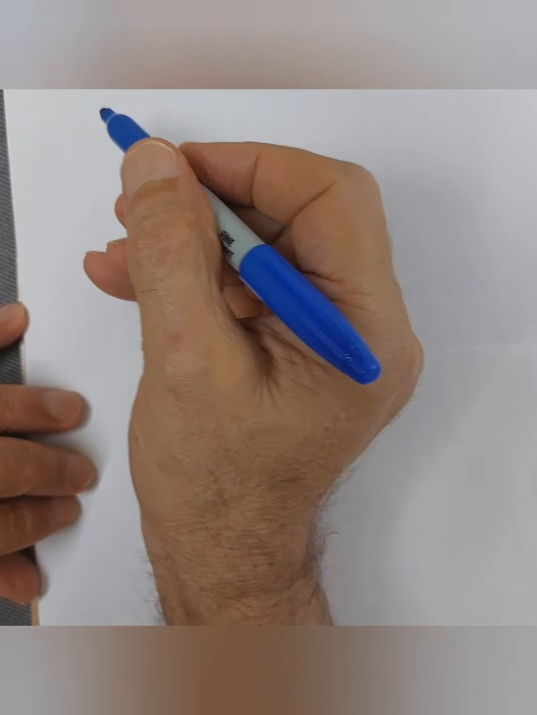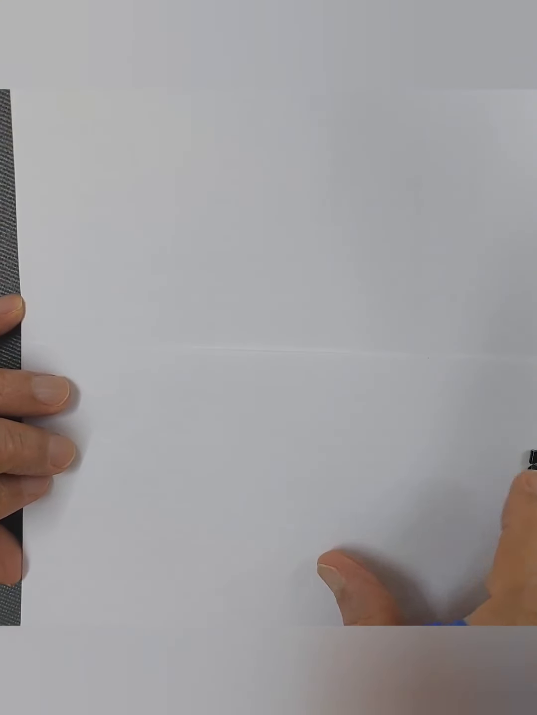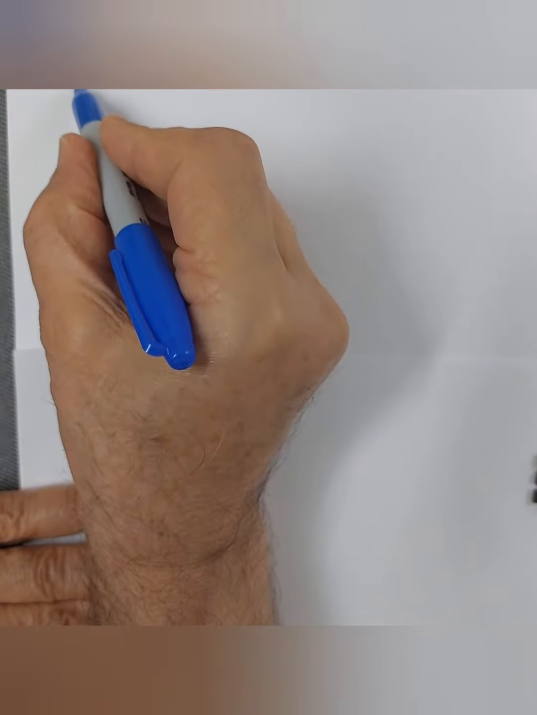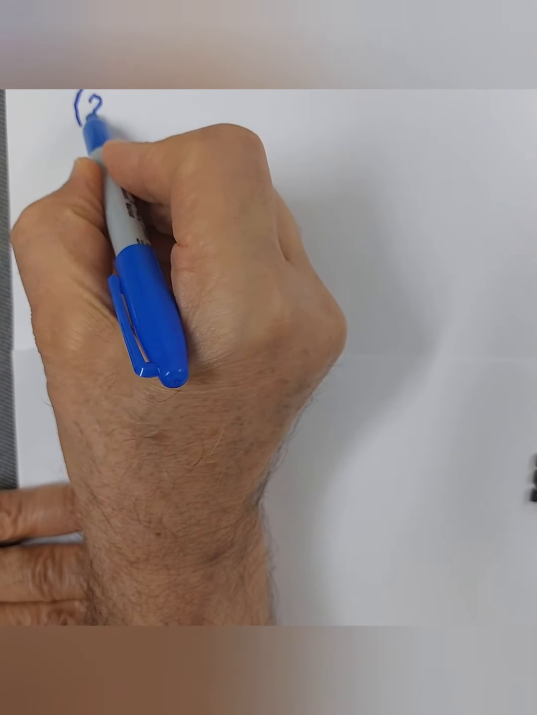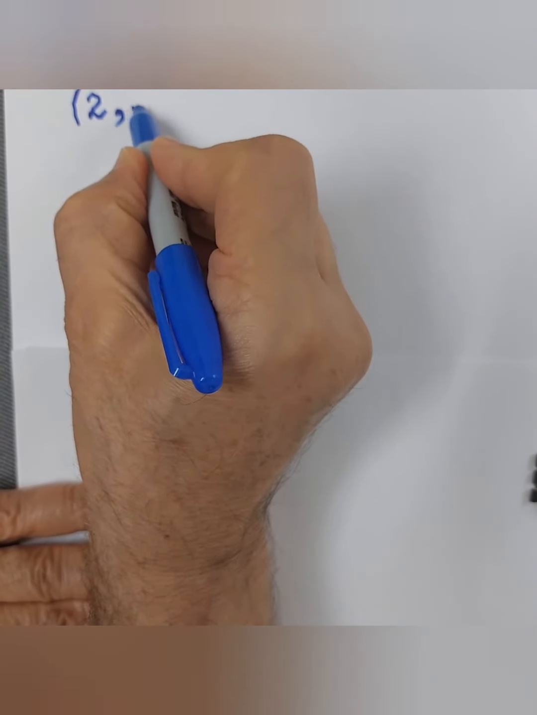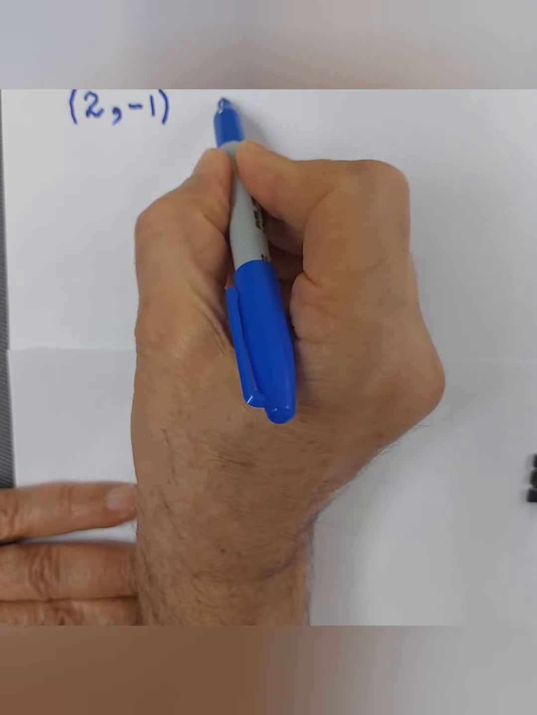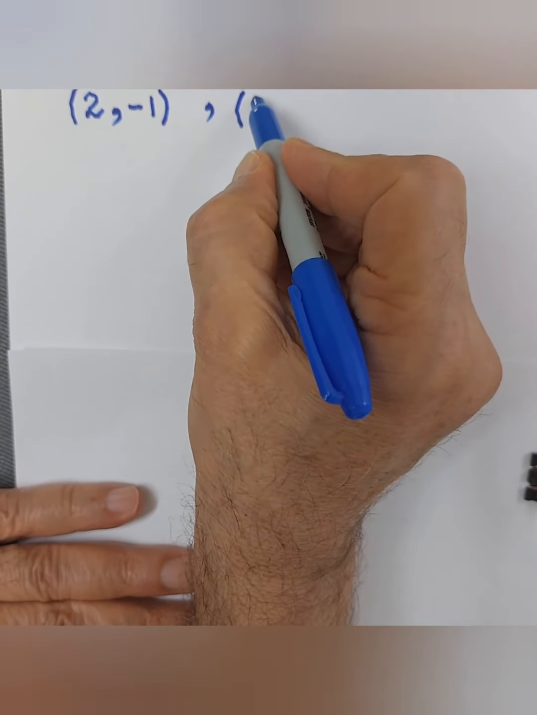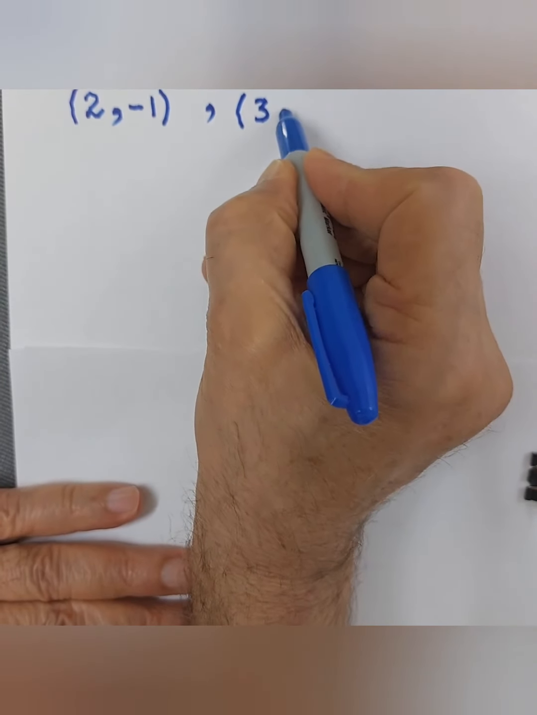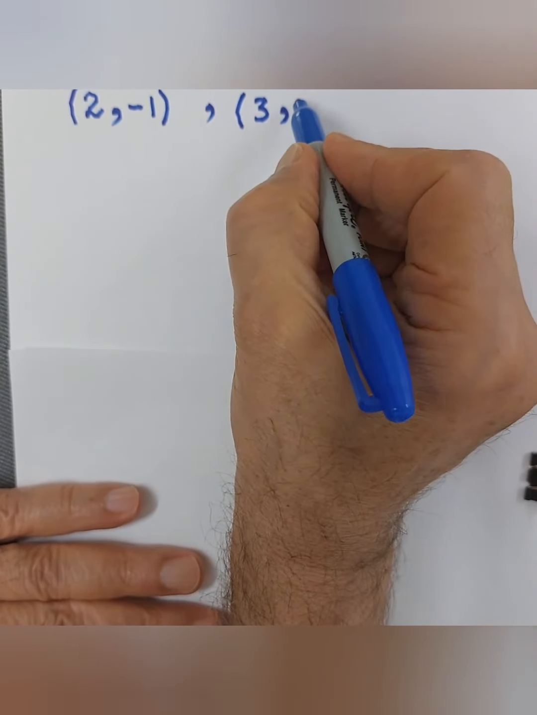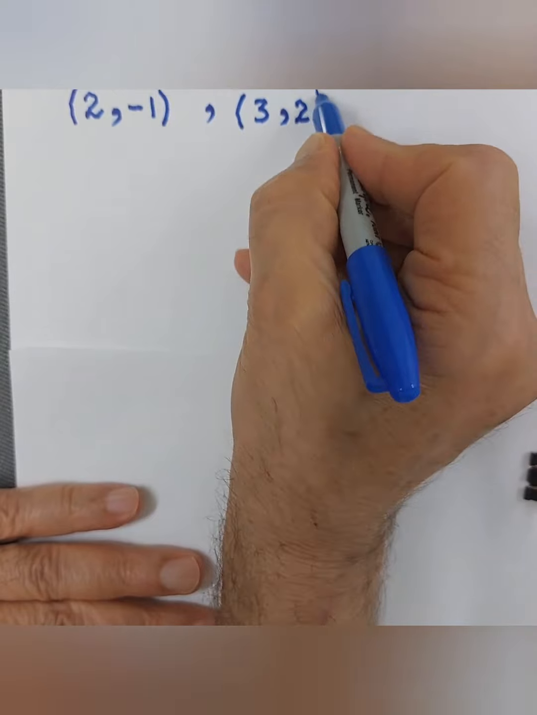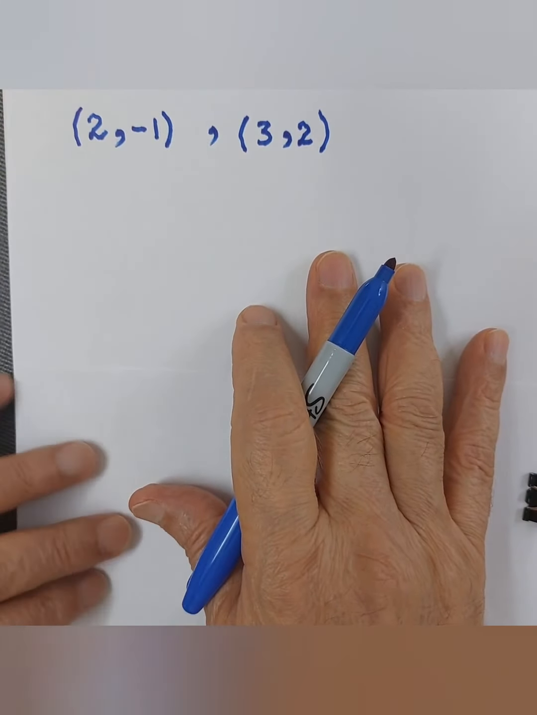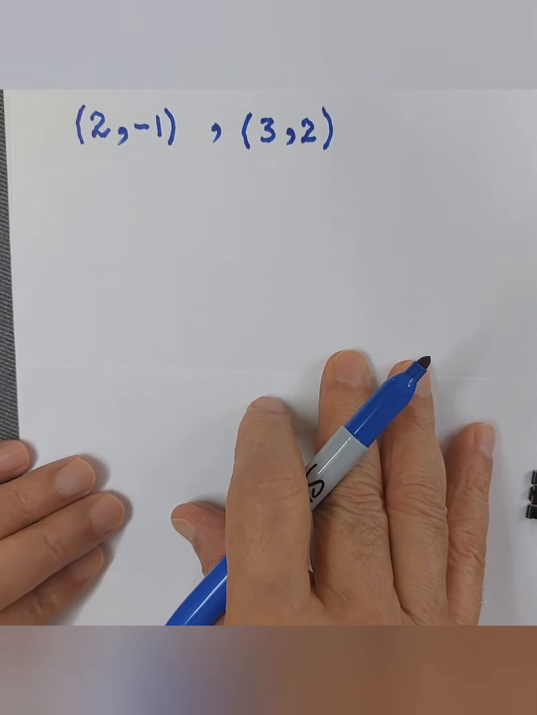Okay, another example in how to write the equation of vertex. If we have the vertex point is 2 and minus 1, and any point on the graph is like 3 and 2. And we need to write the vertex equation of the parabola.